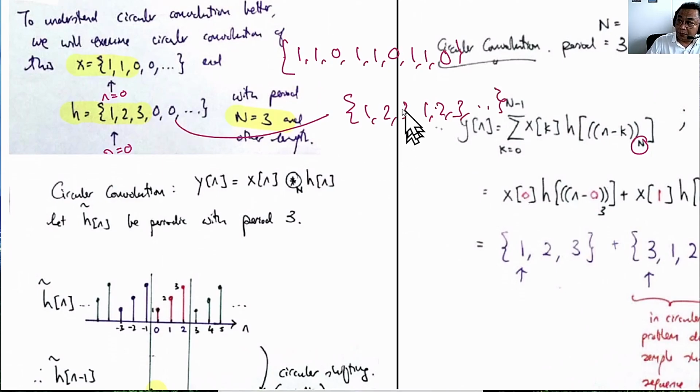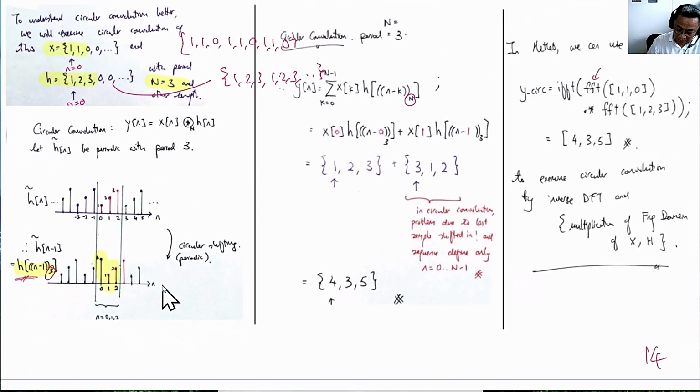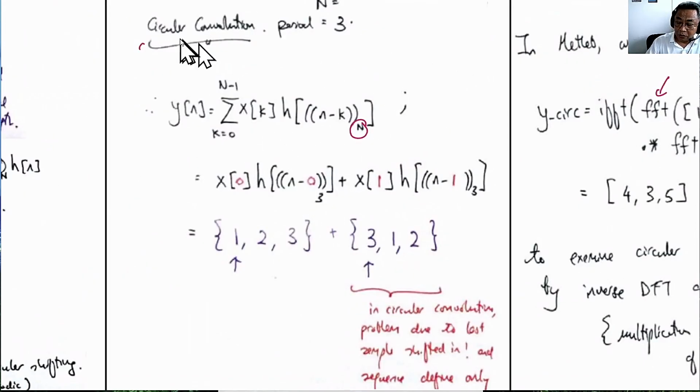So it will repeat both on the left-hand side and the right-hand side for N equals 3. Now we can draw h[n], and we can draw h[n-1] with period 3. We realize that h[n-1] looks like this, and where does it occur? It occurs when we are using this equation for our circular convolution. So remember, the difference is only here.